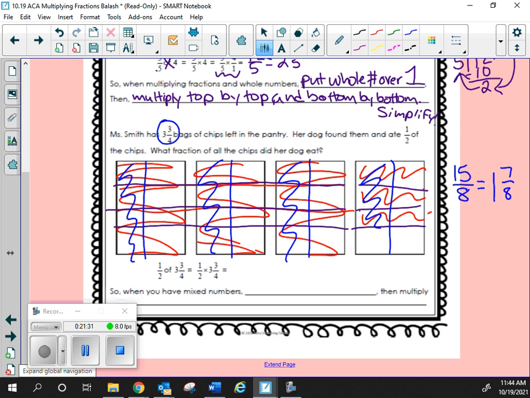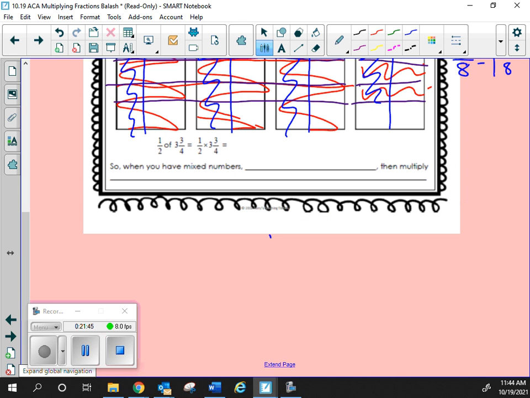Of course, we want to get into the math version. So I'm finding out 1/2 of the amount of chips. I'm figuring out 1/2 of 3 3/4. Every time I see the word "of," I think to multiply. Very good. But now in this situation, I have a fraction times a mixed number.